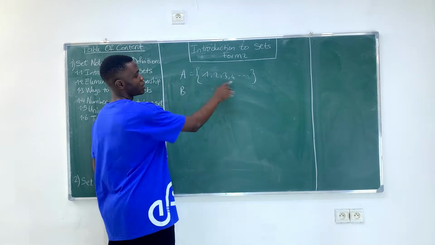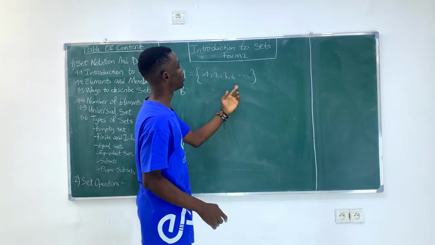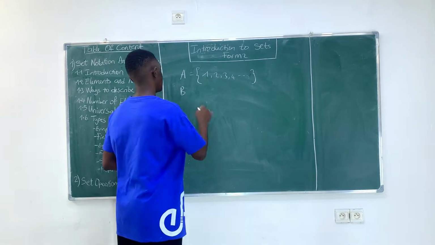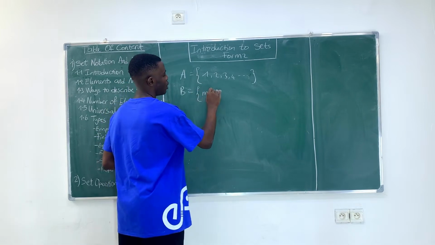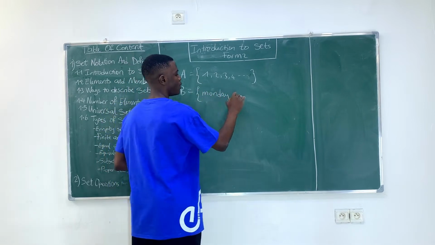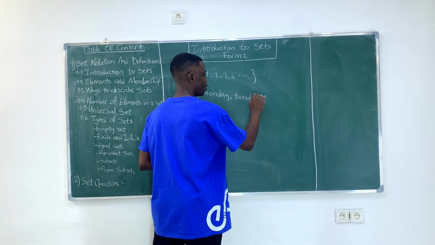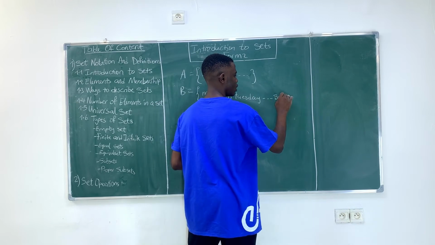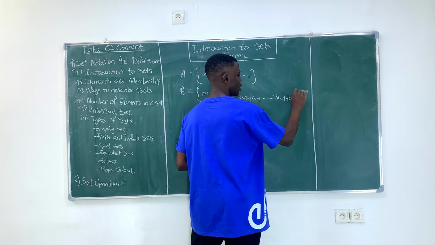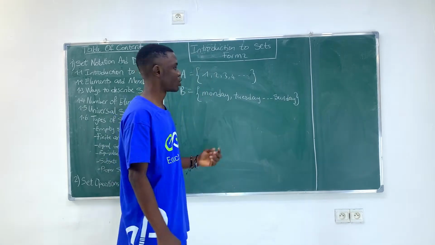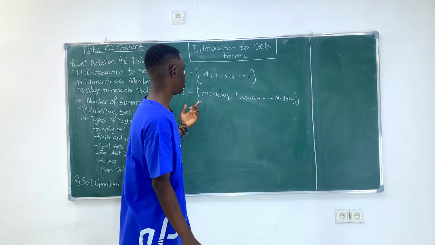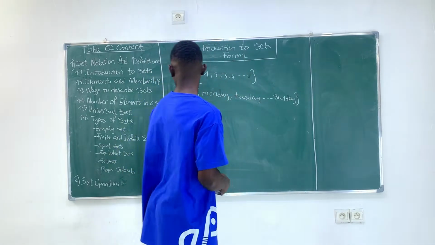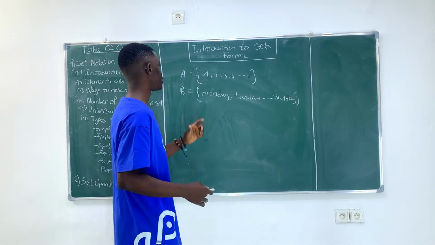We say, so this one like this, you call it the set A, which contains all positive numbers or natural numbers starting from 1 to infinity. You can also say Monday, Tuesday, all the way through Sunday. So this is a set which contains all of the days of the week. So that's a great introduction to sets.